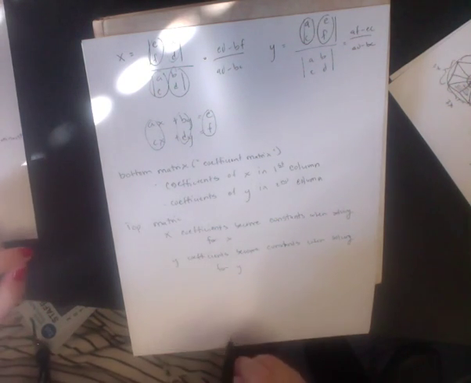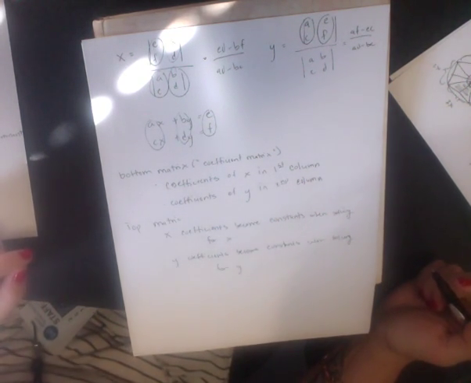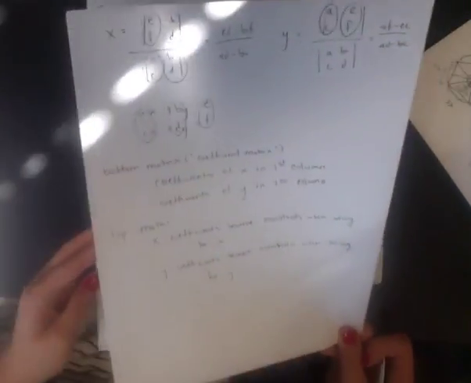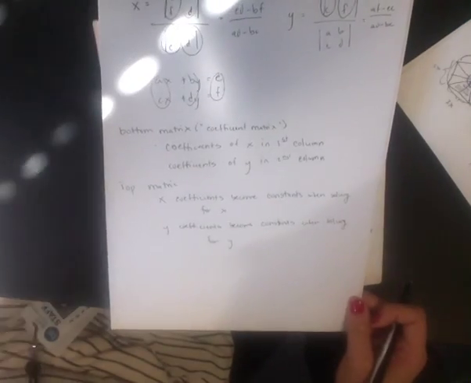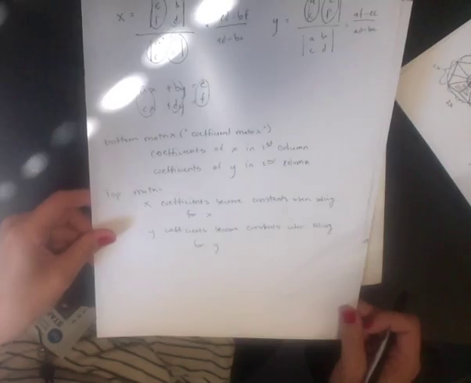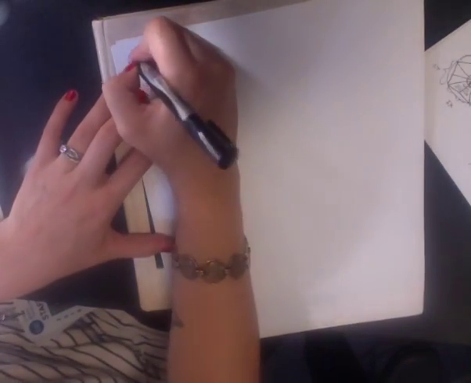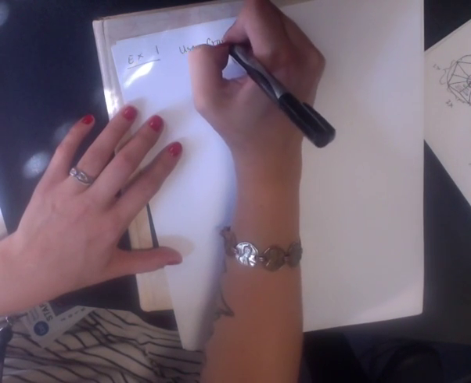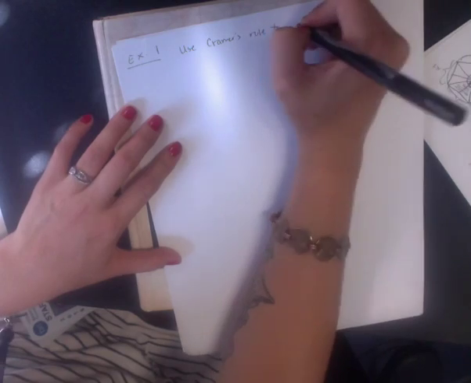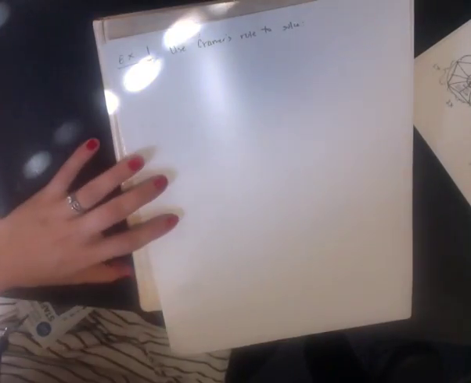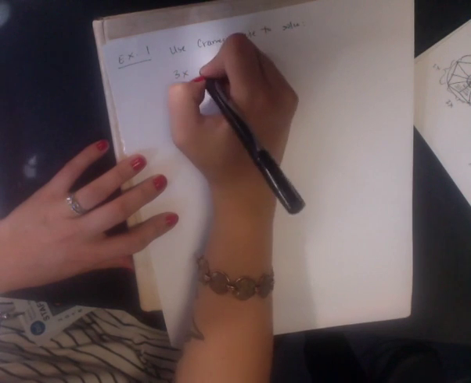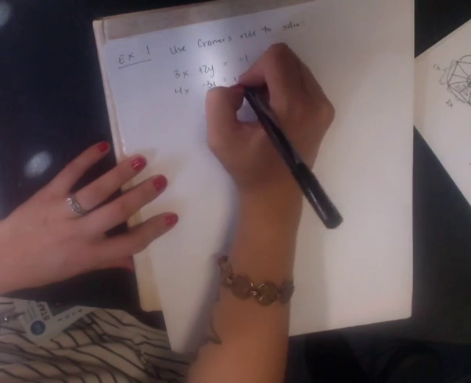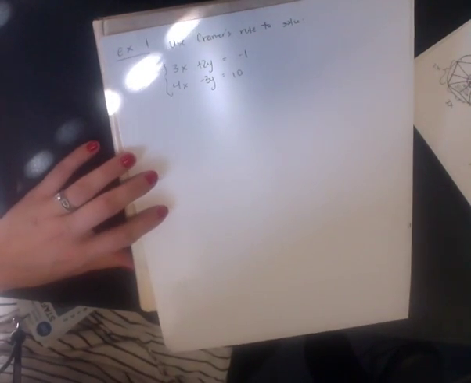They are meant to mirror each other. Okay? Now I know all of this is a lot, so let's do an example to make more sense. Okay? So example 1, we are going to use Cramer's rule to solve. Okay? We have 3x plus 2y equals -1, and 4x minus 3y equals 10.